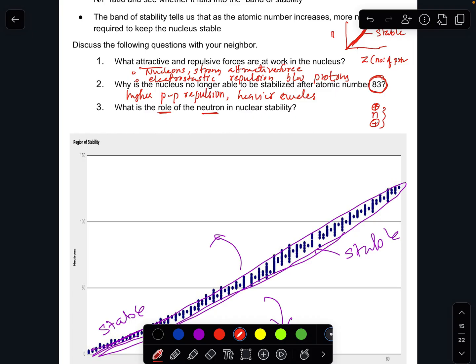So what is the role of the neutron? We already discussed this while learning atomic structure. We said neutrons are the mediators, right? To restrict the fight between protons. Neutrons will minimize the repulsion between the positively charged protons.